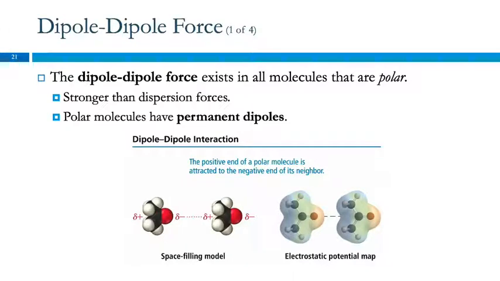Second force is the dipole-dipole force. This is present in all molecules that are polar. So dispersion forces, everything has them. Everything has electrons. Electrons can get lopsided. Everything has dispersion forces. Dipole-dipole force only exists in polar molecules. So you can't have dipole-dipole forces between atoms, because an atom by itself cannot be polar.